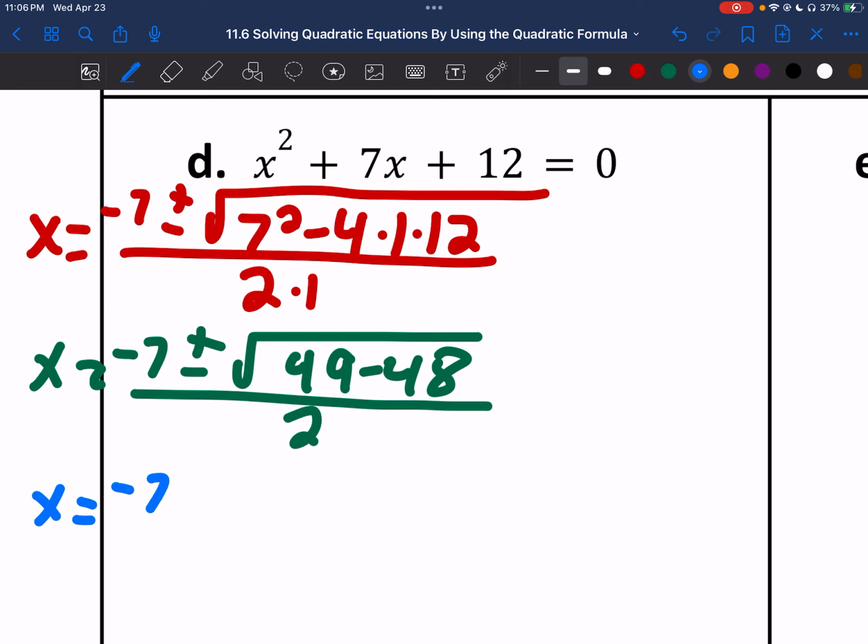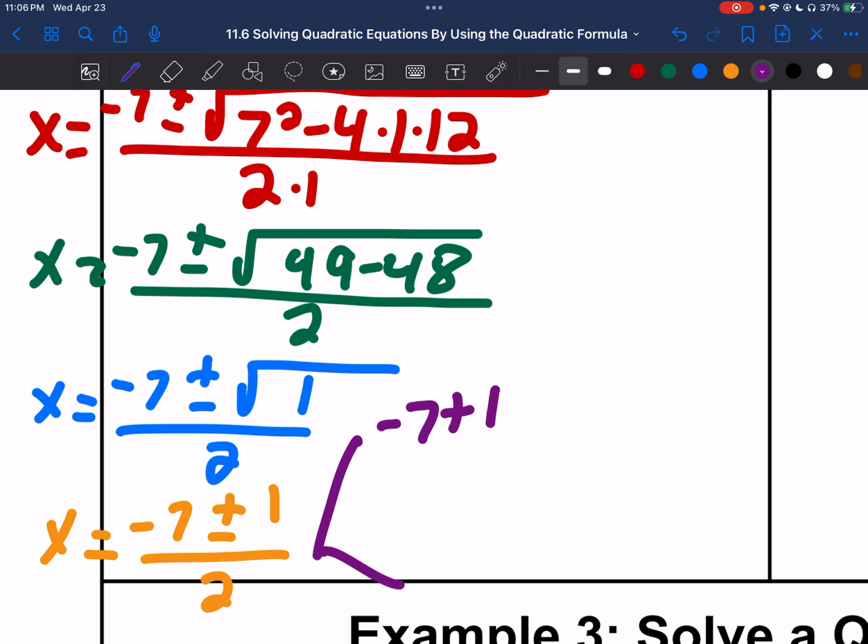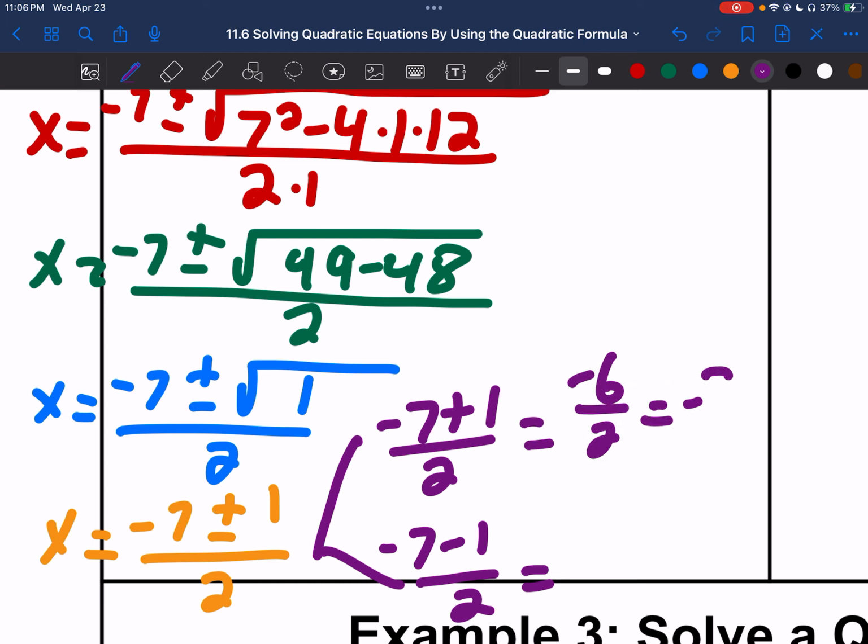X equals negative 7 plus or minus the square root of 1, over 2. The square root of 1 is 1. So negative 7 plus or minus 1 over 2. That we then split into our two equations. Negative 7 plus 1 over 2. Negative 7 minus 1 over 2. Negative 7 plus 1 is negative 6 over 2, which is negative 3. Negative 7 minus 1 is negative 8 over 2, which is negative 4.